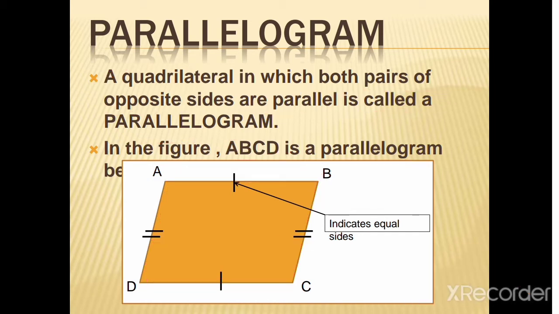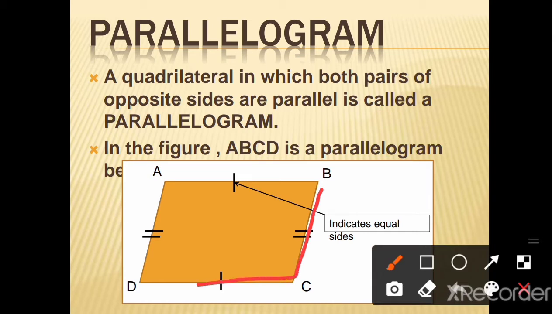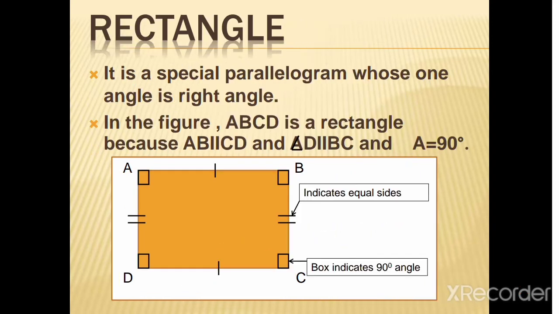Adjacent sides means two sides adjoining at one vertex. These adjacent sides are not necessarily equal. This is an equal side and this is also an equal side, and the sum of all angles is equal to 360 degrees. It is a parallelogram. So next is the rectangle.